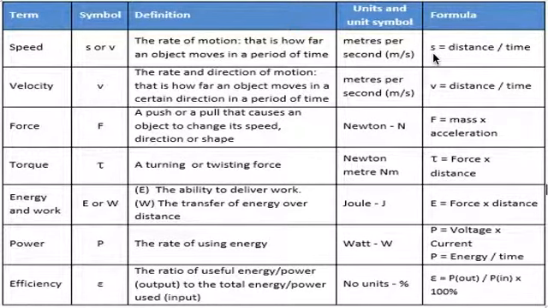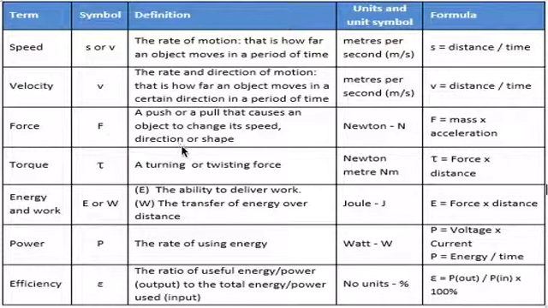And it's got the formula S, which is a symbol for speed, is distance over time. So how much distance is covered, which is our meters, divided by the time in seconds. Now velocity, V, is very similar to speed, but it's got a direction of motion. So it's speed in a certain direction. And we've got the same formula, distance over time, and the same units, meters per second.